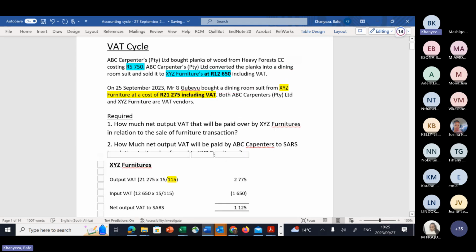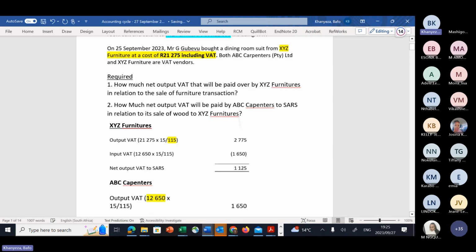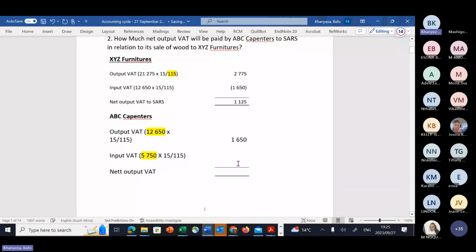Remember when they were buying from the forest, they paid 5,750. So the VAT for that is minus 750. Then the net output for ABC Carpenters is going to be 900.